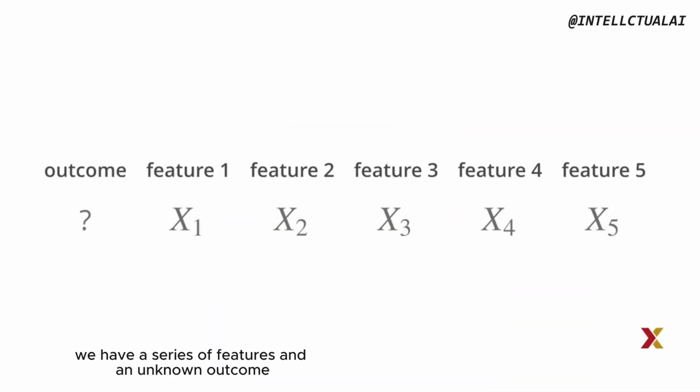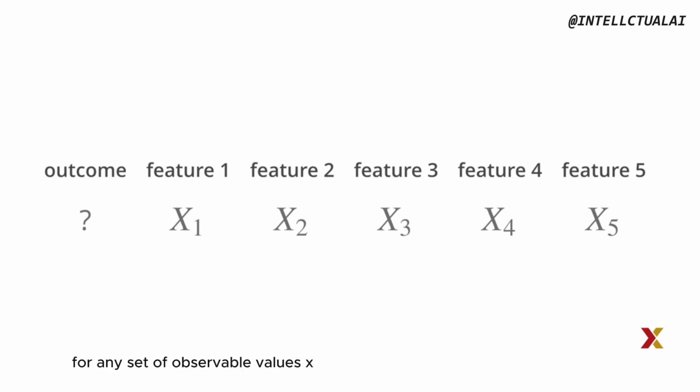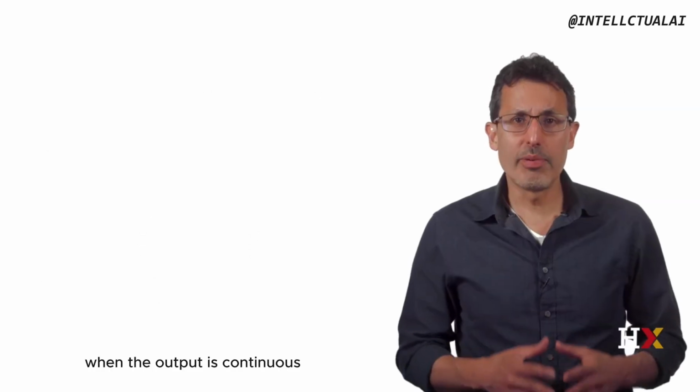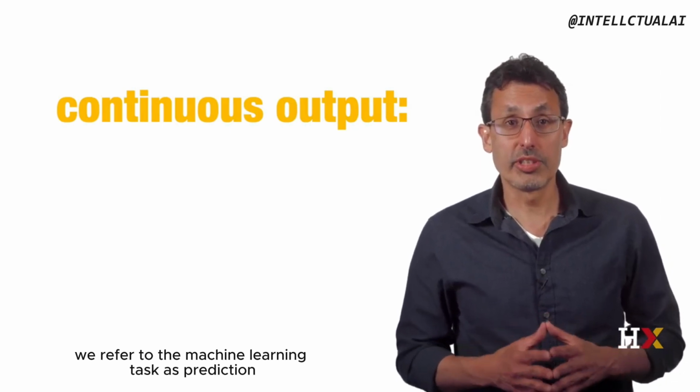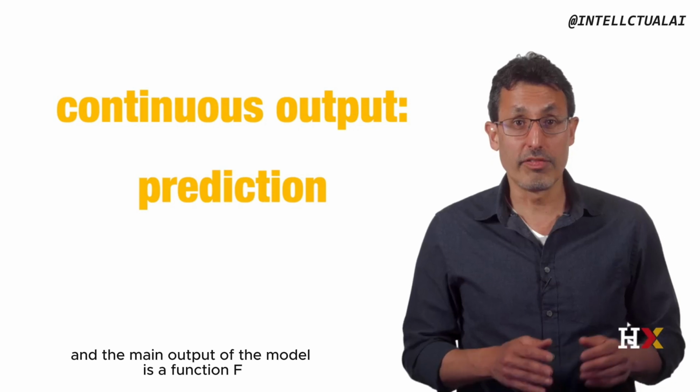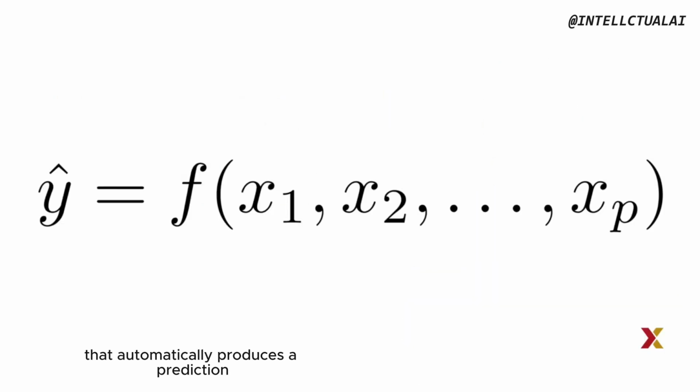The general setup is as follows. We have a series of features and an unknown outcome we want to predict. To build a model that provides a prediction for any set of observable values x1 through xp, we collect data for which we know the outcome. When the output is continuous, we refer to the machine learning task as prediction. And the main output of the model is a function f that automatically produces a prediction, denoted with y hat also, for any set of predictors x1 through xp.